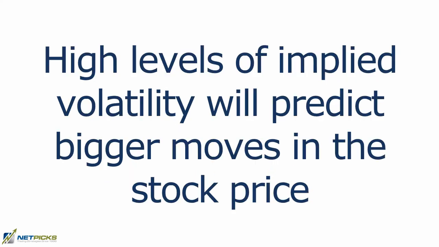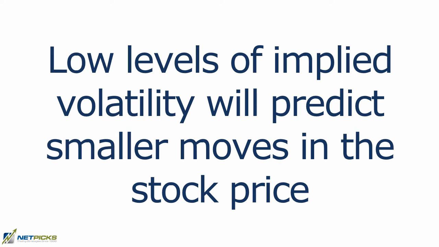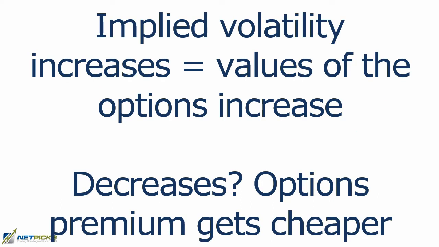High levels of implied volatility predict bigger moves back and forth in the stock price. This uncertainty is going to be priced into the options, which will lead to a more expensive price. When you have low levels of implied volatility, that's going to predict smaller moves back and forth in the stock price. Now, this lack of uncertainty is going to be priced into the options, which will be a cheaper price of the option. So as the implied volatility increases, the values of the options increase faster. When the implied volatility decreases, it causes the options premium to get cheaper.